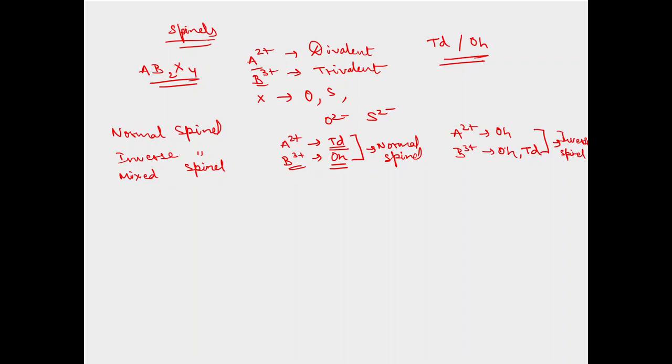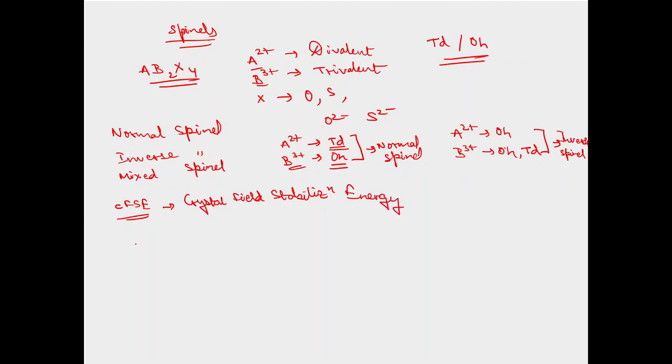So now how will we find out whether a complex is normal spinel or inverse spinel? That we can find out by using CFSE. So what is CFSE? CFSE means crystal field stabilization energy.